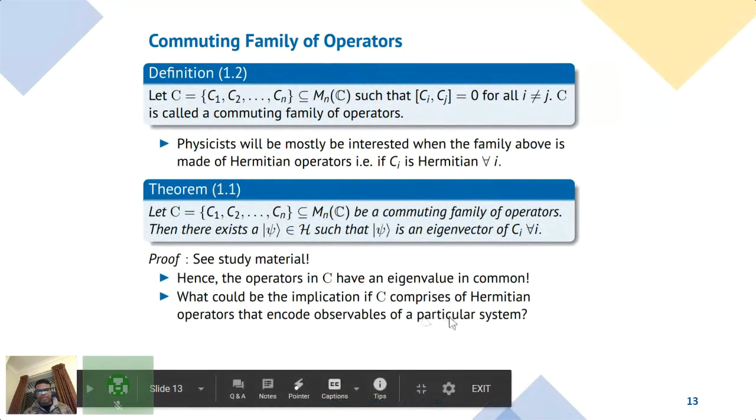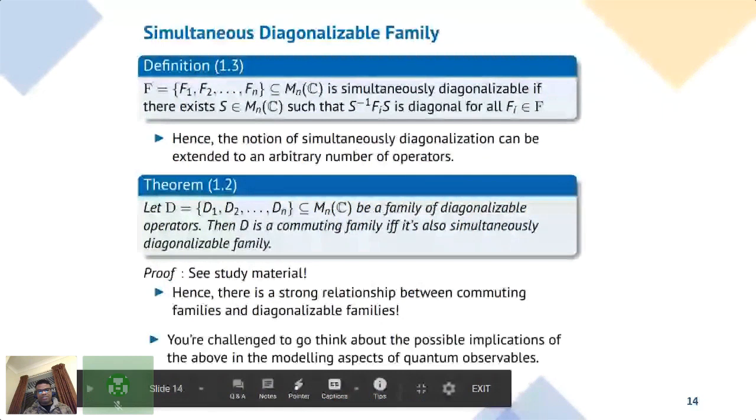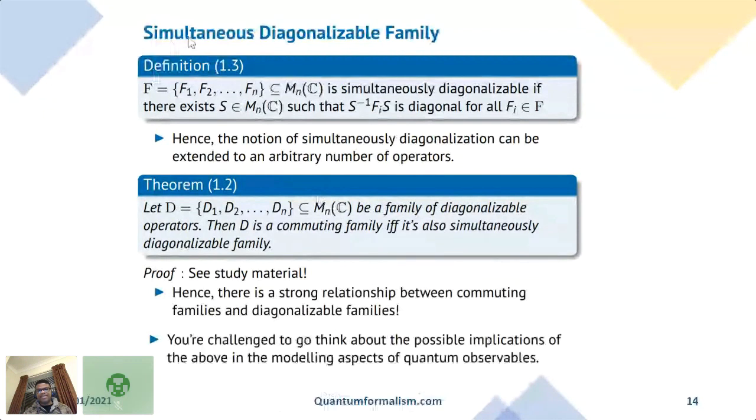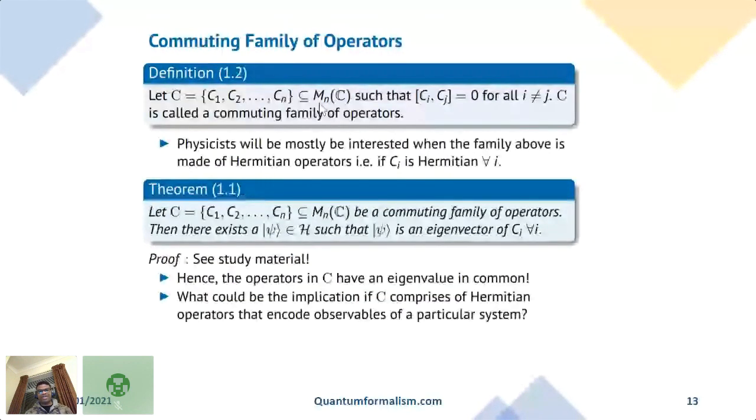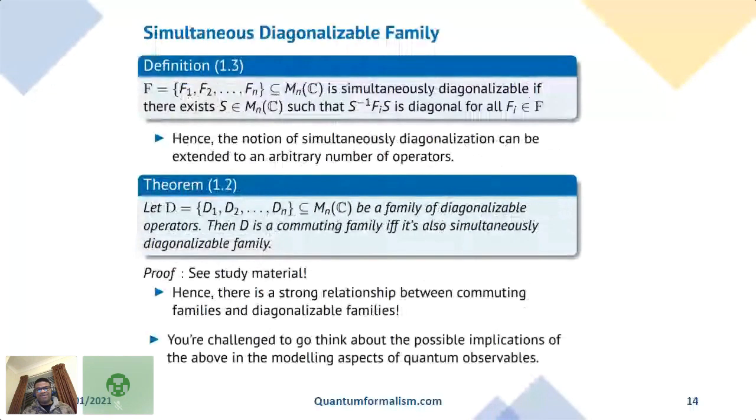Okay. And now we have another related concept, as you will see: the simultaneously diagonalizable family. So this one is the commuting family, okay, so as not to mistake them. And this one is a family of matrices that are simultaneously diagonalizable.